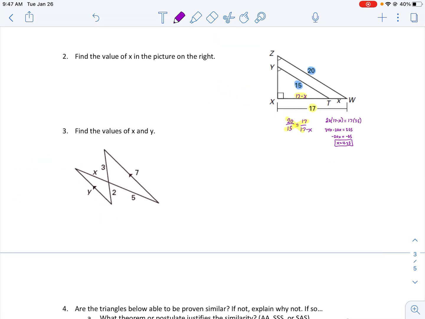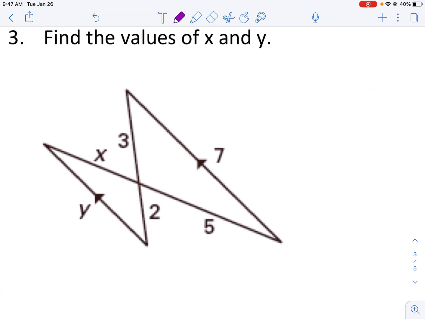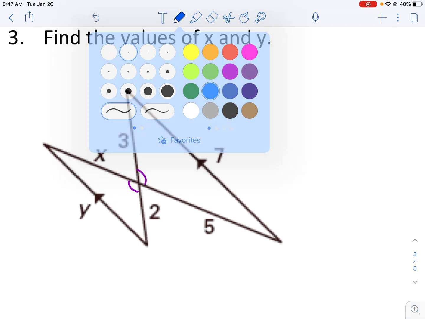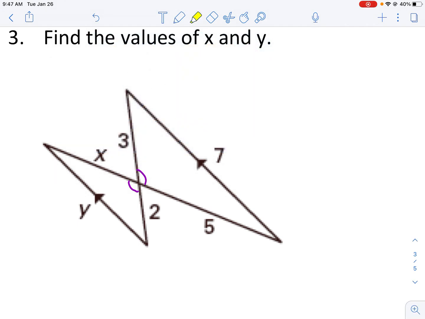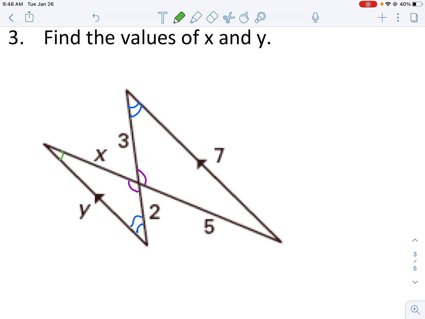All right. Number 3, let's find the values of x and y. Now in this, we know these two angles are congruent because of vertical angles. Then if we do this whole thing, that tells us that these two angles are congruent because they're alternate interior. The other pair is also alternate interior, but also the third angles theorem. Since we already know purple and blue are congruent, then those are congruent.